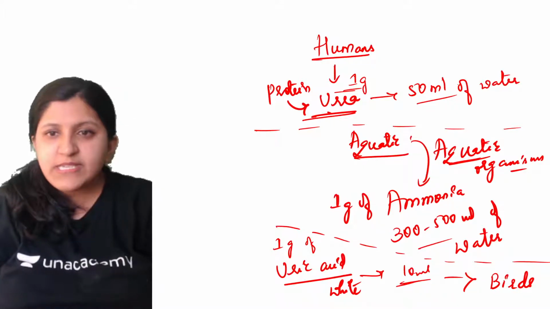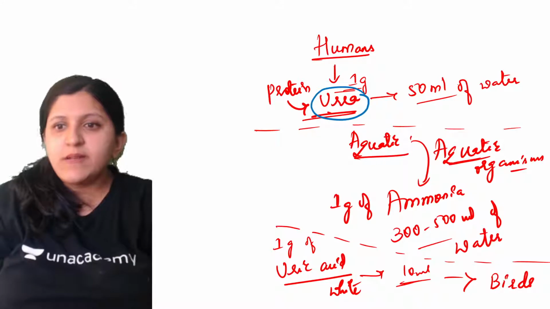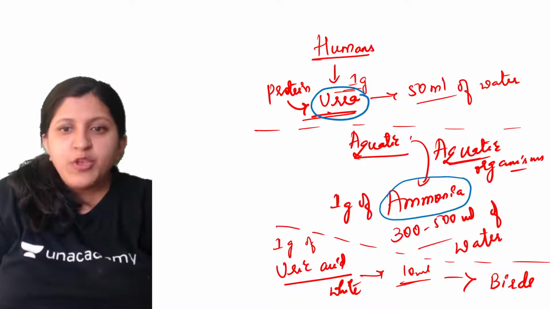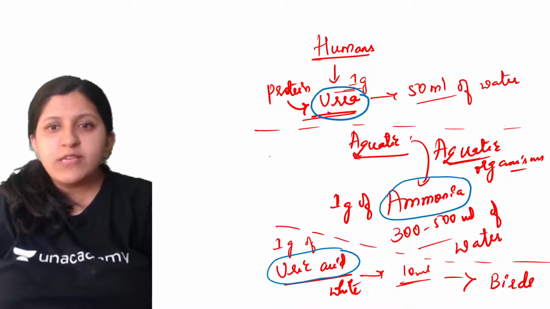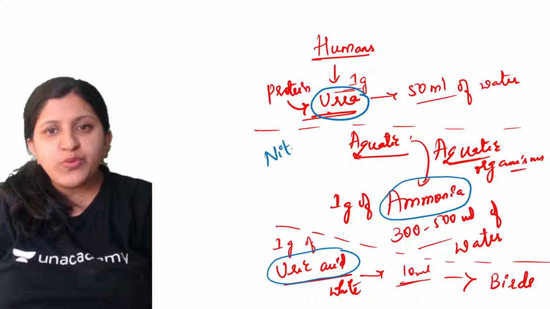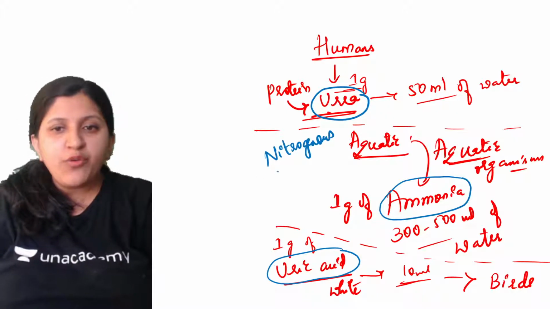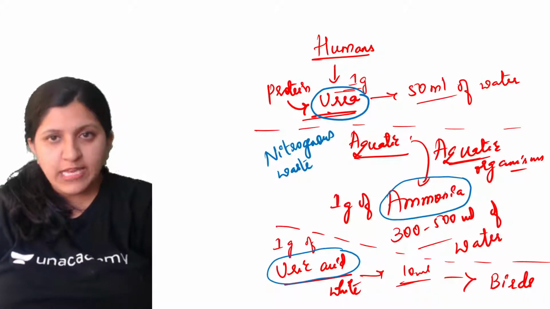So I'll mark them. This urea is a nitrogenous waste, ammonia is a nitrogenous waste, uric acid is a nitrogenous waste. These are nitrogenous wastes which are produced, and we need to get rid of these, and this ammonia is highly toxic.